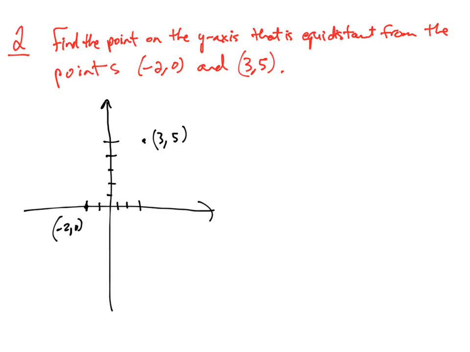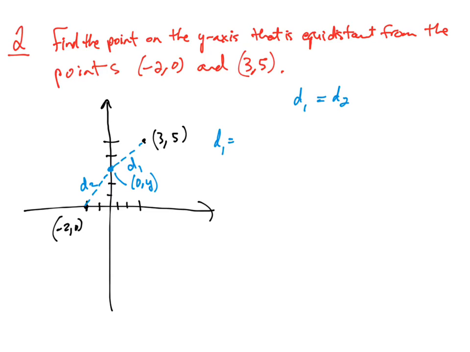Now, what we want to do is find the point that is equidistant, so that D1 is equal to D2. So we want the distance from this point on the y-axis to be the same distance to the first point and the second point. Well, we don't know what this point is, but we know that it's along the y-axis. So that means the x-coordinate is 0, and the y-coordinate is an unknown.